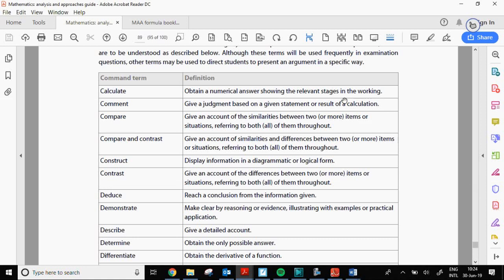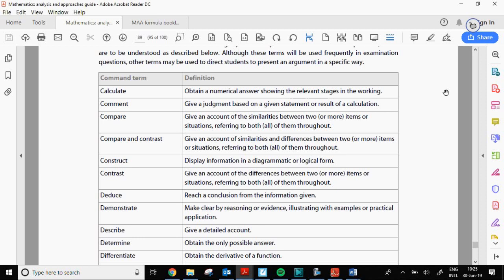Okay, second one, comment. So give a judgment based on a given statement or result. So that means you're going to be using, get ready for this, words in English to comment on the result of your problem. Part of this course is about communication. There are marks that you score on exams for reasoning, so you're going to have to write some full sentences from time to time in order to score those marks.